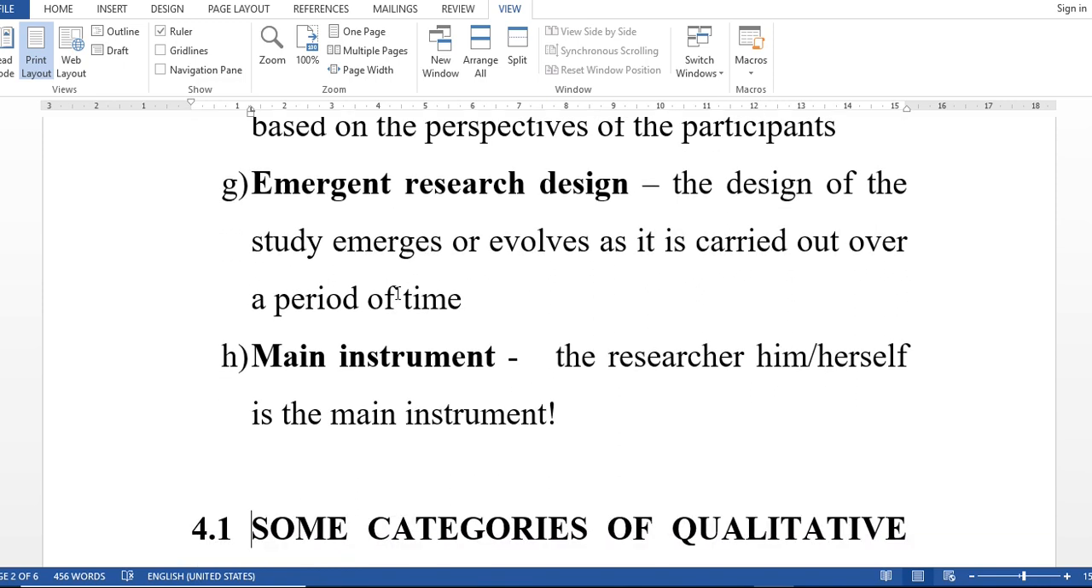Okay, and in qualitative research, this part, you must understand that most of the time, the main instrument is yourself. As a researcher, you are the one who does the interview. You are the one who does the observation. Okay, most of the time.